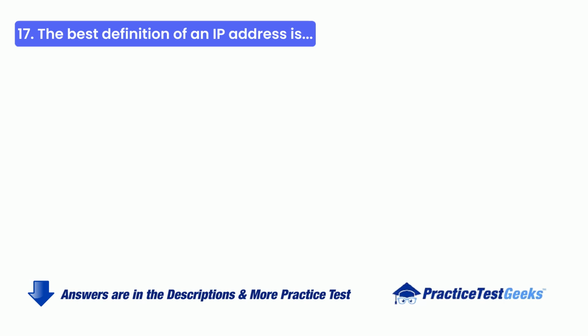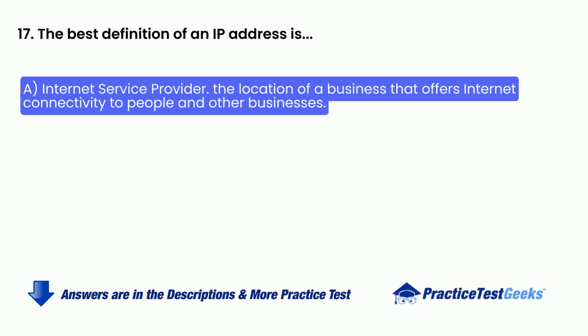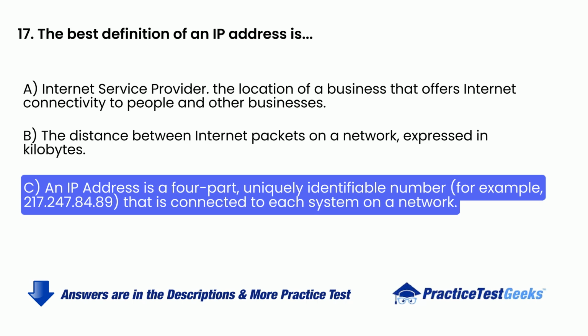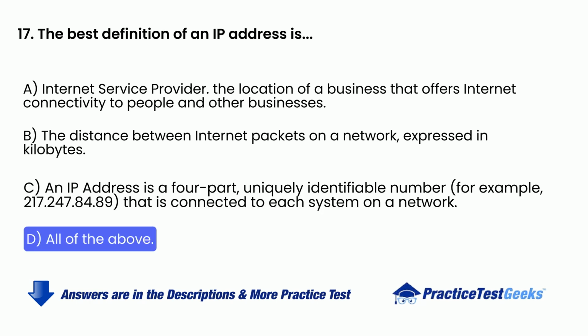The best definition of an IP address is A. Internet Service Provider. The location of a business that offers internet connectivity to people and other businesses. B. The distance between internet packets on a network, expressed in kilobytes. C. An IP address is a four-part, uniquely identifiable number, for example, 217.247.84.89, that is connected to each system on a network. D. All of the above.